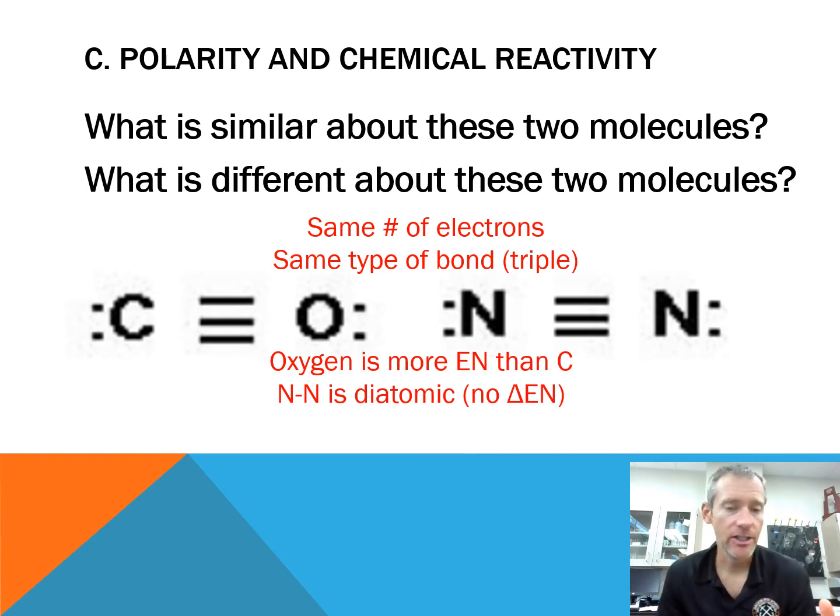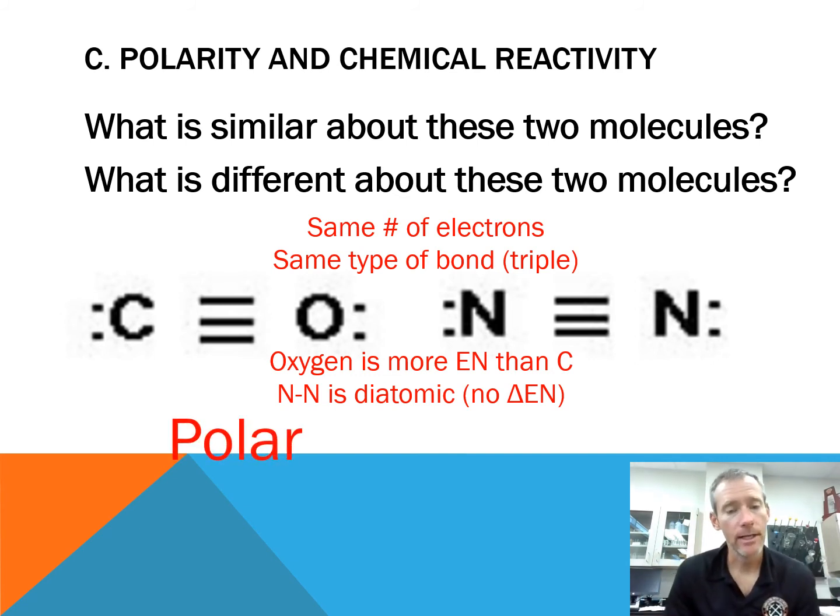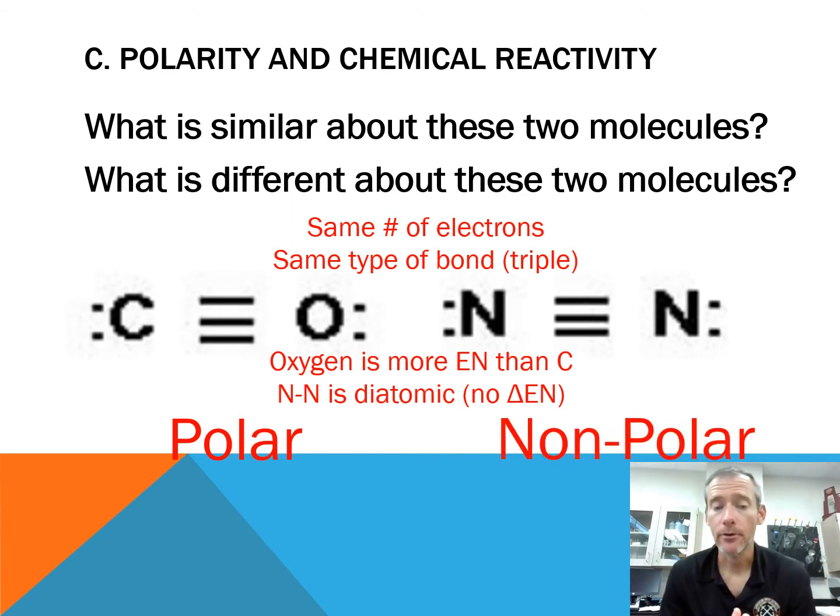So since oxygen and carbon have different electronegativities, carbon monoxide would be polar and nitrogen would be nonpolar. So even though they have the same number of electrons, they have different dipole moments because of electronegativity.